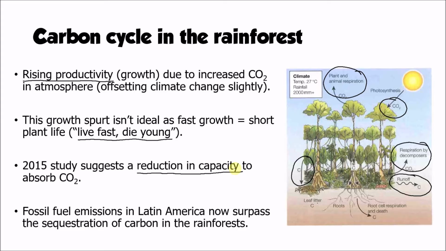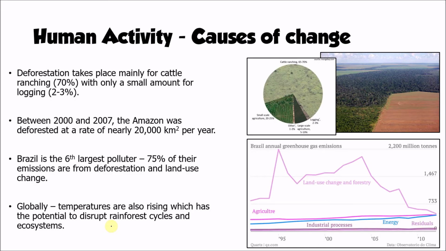And within Latin America, fossil fuel emissions actually now exceed the amount of carbon being sequestered or absorbed by the rainforests. So if we turn our attention now to human activity and think about some of the causes of the changes taking place to the water and carbon cycles. Deforestation is obviously the most significant human activity taking place within the rainforest.